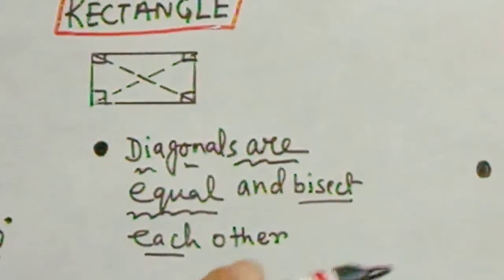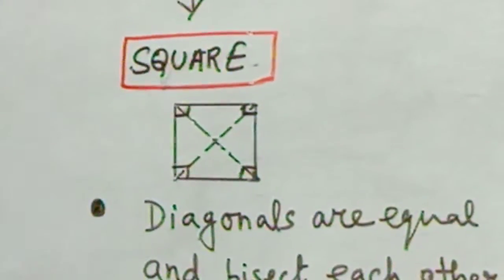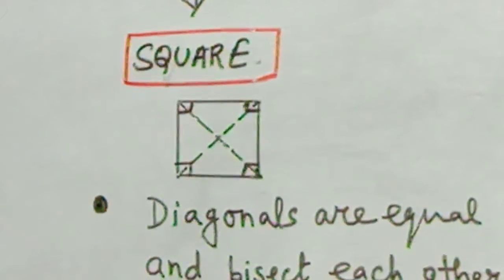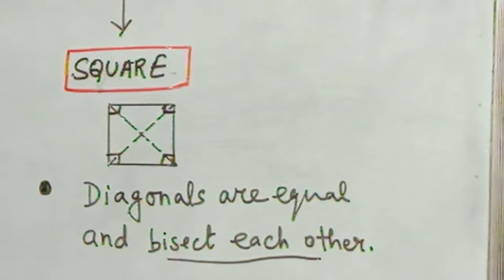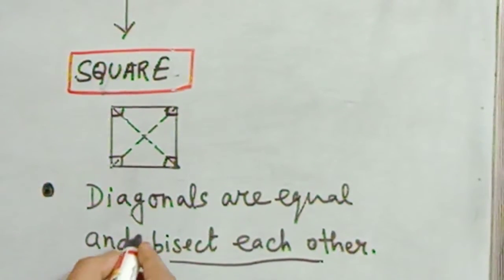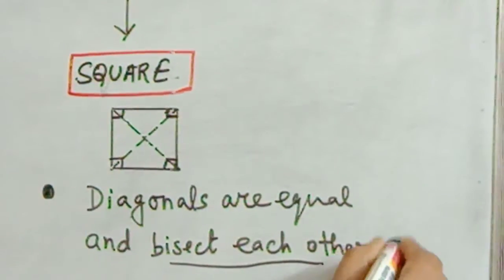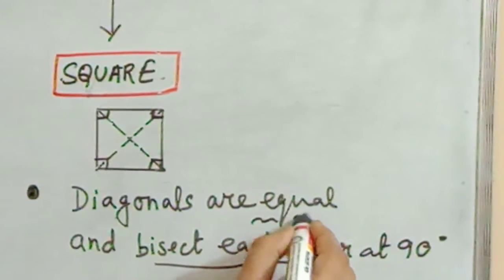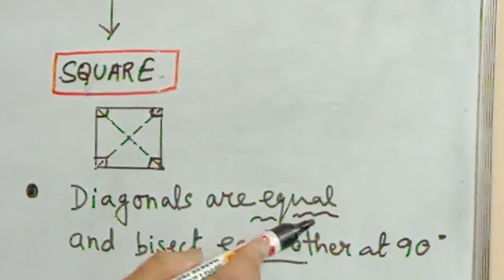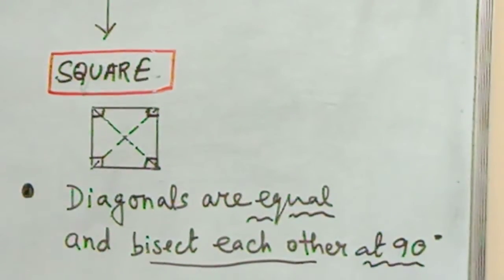Now come to the square. In a square, as it is a type of parallelogram, the diagonals bisect each other. This one is common. The extra is diagonals are equal and bisect each other at 90 degrees. This one is also extra.